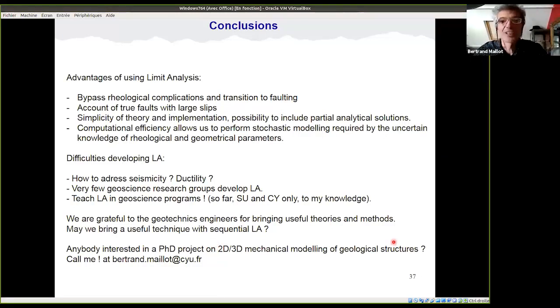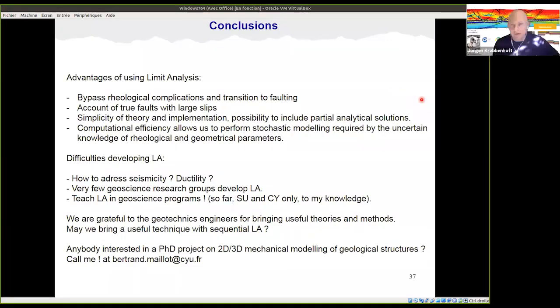Oops, I took 5 more minutes. Yeah, that's okay, Bertrand. Thank you. It was very, very interesting. Thanks for sharing all your work and explaining how you use limit analysis in your work.